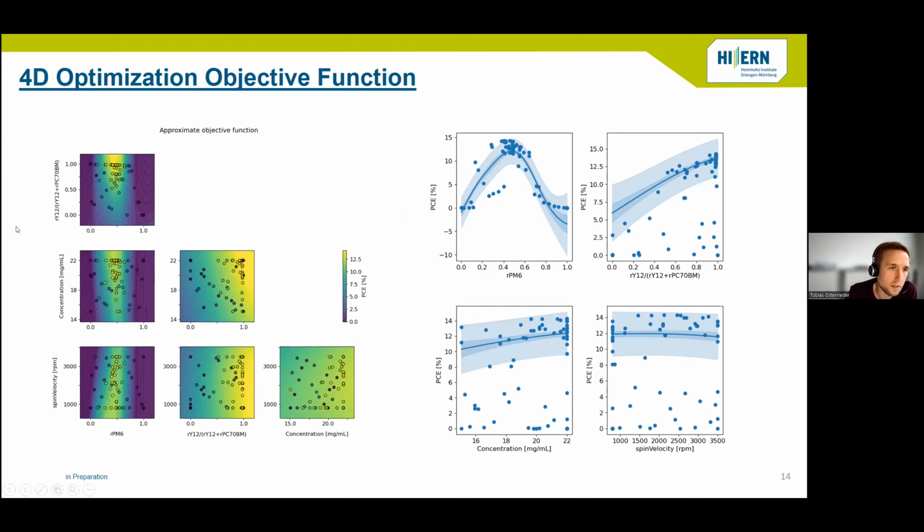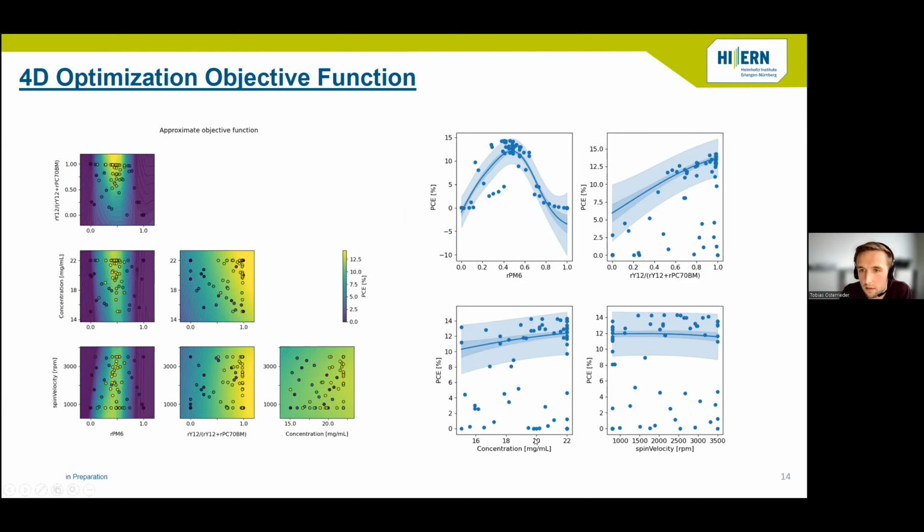We have the PM6 over the Y12 over the acceptors, and we can see a similar picture, which is expected since we use the same materials. If we go now to the concentration and to the spin velocity, we can see that in our case, they actually didn't have quite a big influence on our system. For the concentration, we can see that it increases slightly if we increase the concentration, but for the spin velocity, it's basically a flat line. So it didn't really matter which spin speed we used. We always get a good cell if we use the right RPM, if we use the right donor acceptor value.